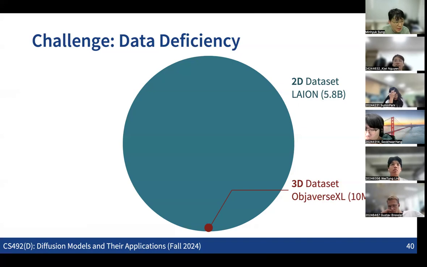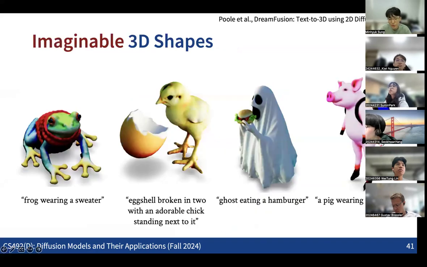But the biggest known dataset for 3D is still around 10 million, which is way smaller in scale compared to the image datasets. So this lack of a large-scale dataset is a problem in terms of making generative models that can really produce very diverse outputs.